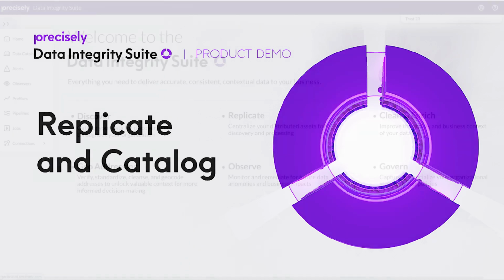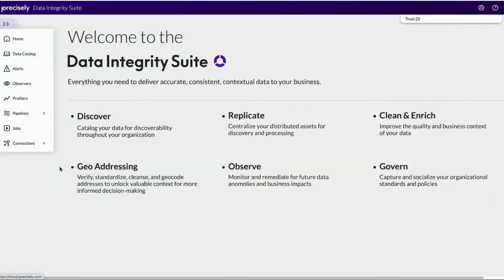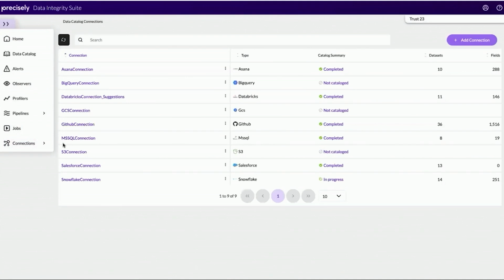I'm logged into the data integrity suite, and my first step is to get my customer information into a common place where my analytics team can access it. But before we do that, we need to make sure that we're connected to our data sources within ABC Global. And so I'm going to use our connections panel here within the suite.